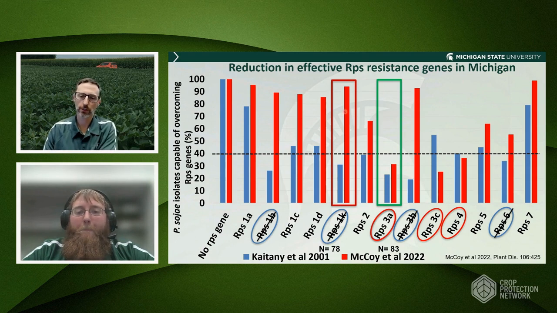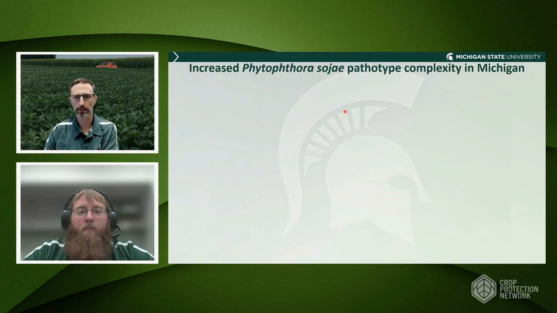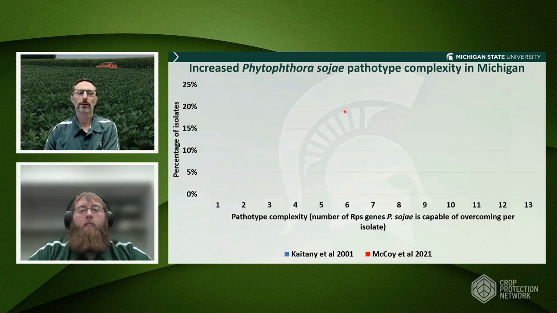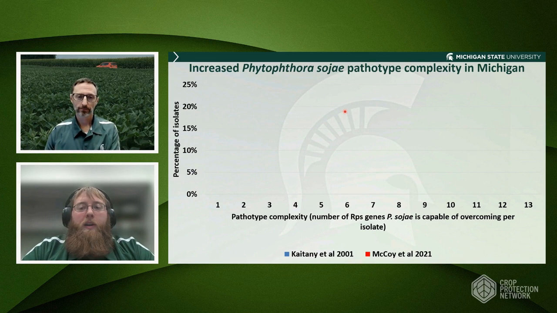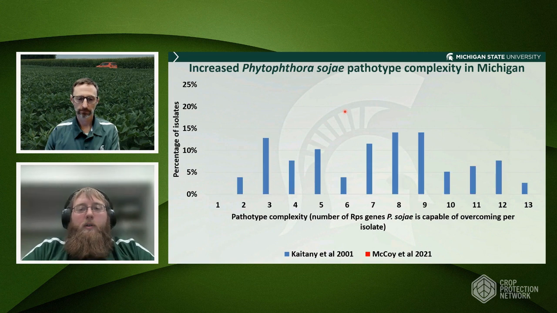And so you did some additional work as well. And again, this is a little bit behind the scenes to look at this data. Do you want to explain what we're looking at here? Yeah. In addition to looking at which RPS genes were efficacious in Michigan, we also looked on the pathogen side to see how many resistance genes these isolates could overcome. And this was also done 20 years ago.